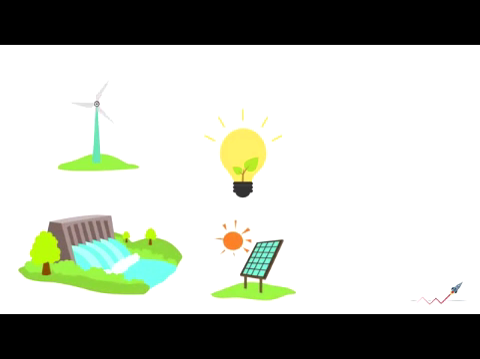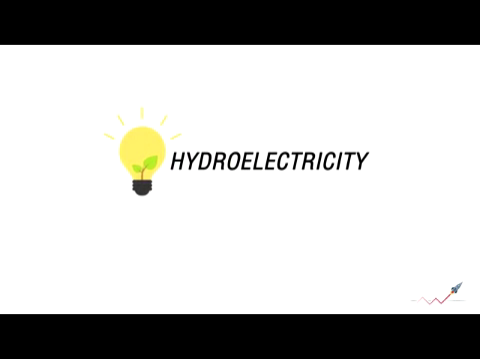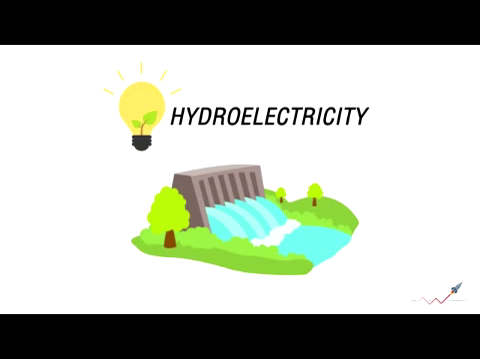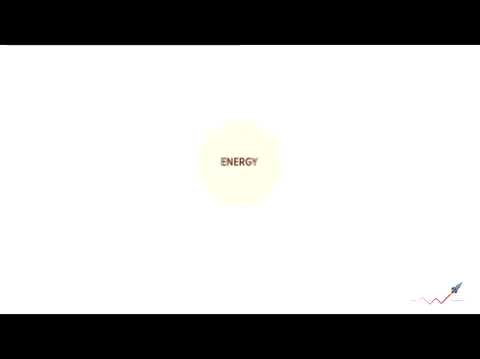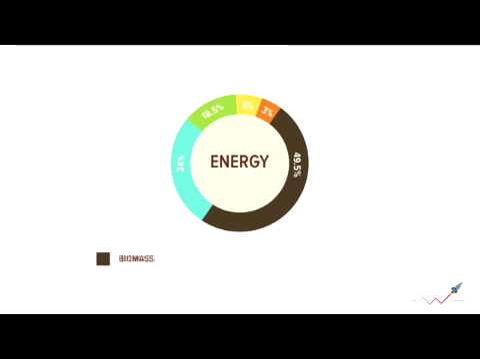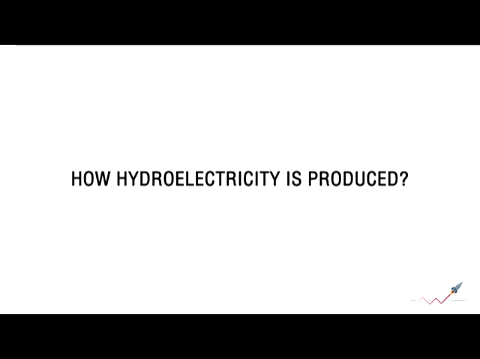Renewable energy is generated from natural sources such as wind, water, sunlight, rain, and geothermal heat. One of them is hydroelectricity, which uses water as a source and is generated in hydropower plants. Today, hydroelectricity produces approximately 24% of the world's electrical energy. In this video, we will learn how hydroelectricity is produced.